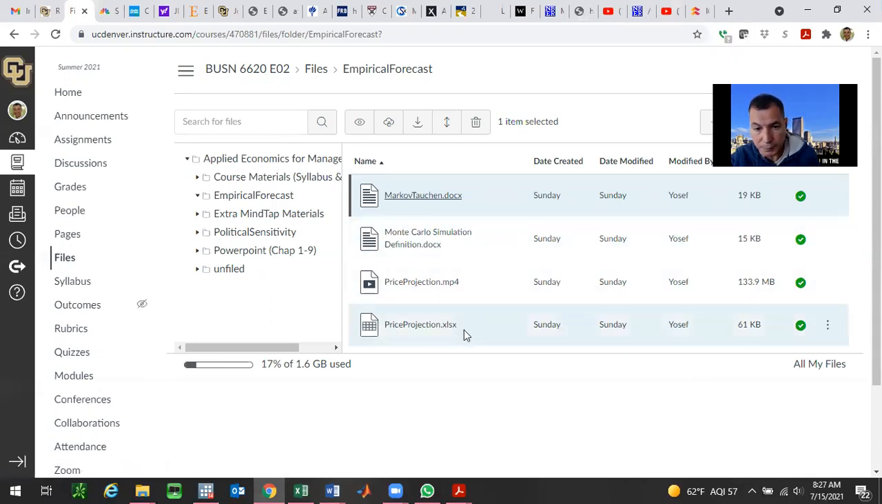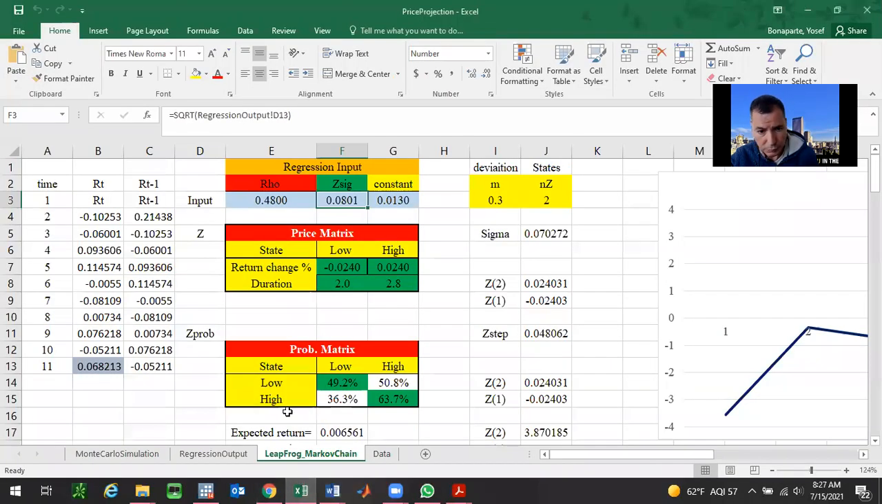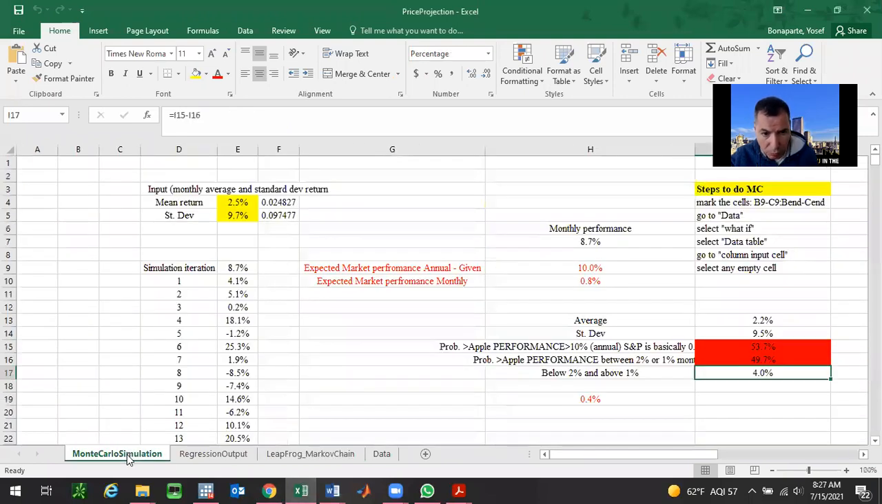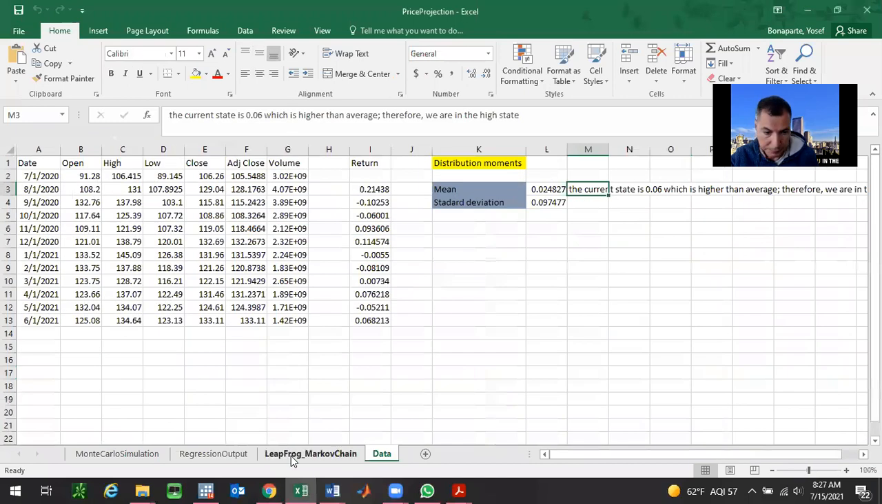You will see my video, and you will see a price projection Excel file. So I want you to open all the four and watch the video. Basically, open the video, open all the four, and then watch the video and interact with the other documents. I'm going to start with the Excel. In Excel, you're going to have a Monte Carlo, regression output, leapfrog, and data.